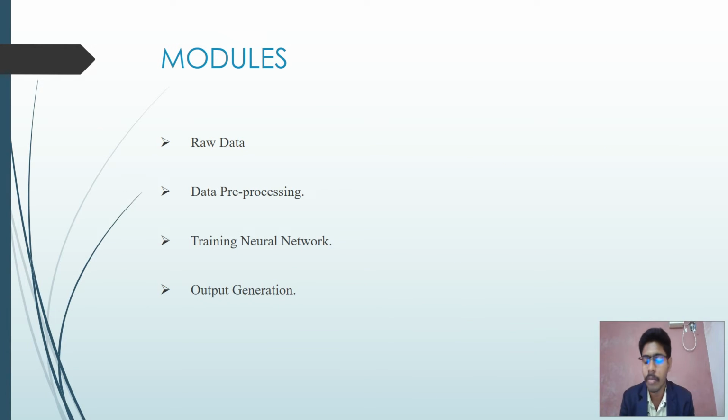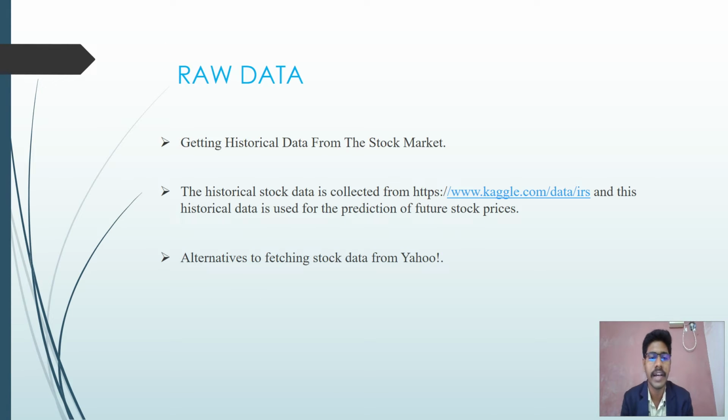Next, what are the models used in this project? The models are raw data, pre-processing, neural networks, training neural networks, and output generation. These are the four types of models we can introduce here. First of all, raw data. We get the raw data from the stock market. The historical data is collected from Kaggle. Everyone can access the historical data from the Kaggle website, but we want a huge amount of data, so we use Kaggle. Another data set we collect from Yahoo.